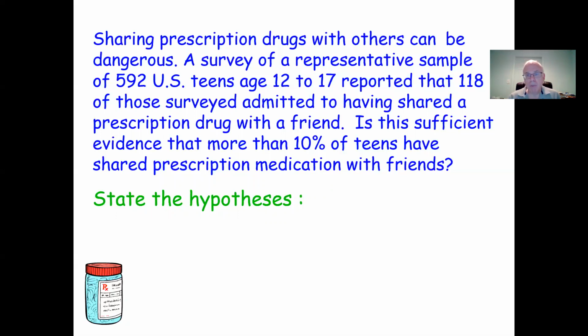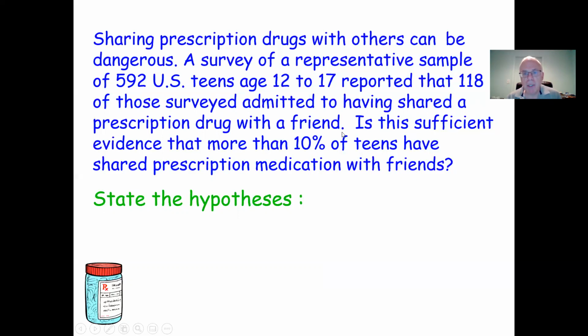All right. Well, this is a proportion problem. You could tell because it's a survey and you're counting the number of people who are admitting that they share a prescription drug with a friend. 118 people out of 592. And by the way, if you divide those two numbers, 118 divided by 592, you get your sample proportion, right? And what's the sample size? 592 teenagers. Now, is this sufficient evidence that more than 10% of teens have shared prescription medication with friends?